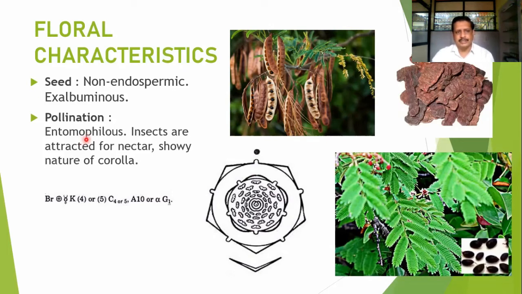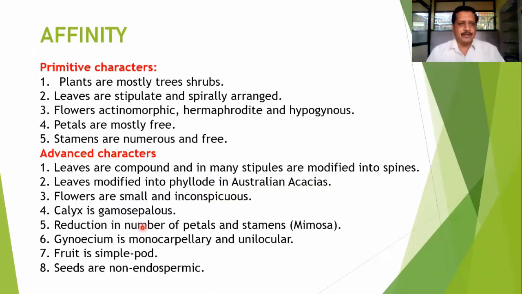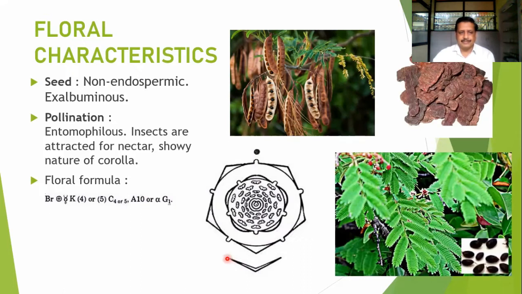Pollination is mostly entomophilous, where insects pollinate the flowers. And for attracting the insects towards the flower, there are nectar tissues which may be present in the family. The flower is mostly bracteate, so the bract is shown here. It is of bracteate nature.